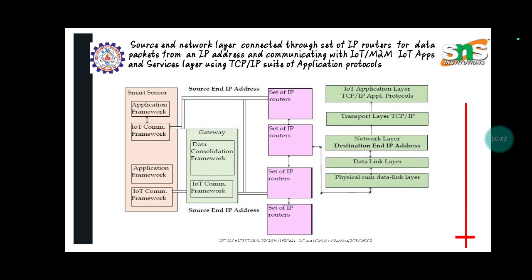Next, as already discussed, here is a smart sensor. In the smart sensor there are only two things: one is an application framework, and the other one is the IoT communication framework. The application framework is connected to the source end IP address, gateway, data consolidation framework and IoT communication framework, and these are connected with a set of IP routers. These IP routers are connected to the five layers: the physical layer, the data link layer, the network layer, the transport layer and the IoT application layer.